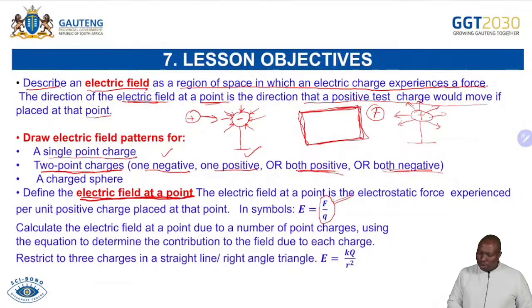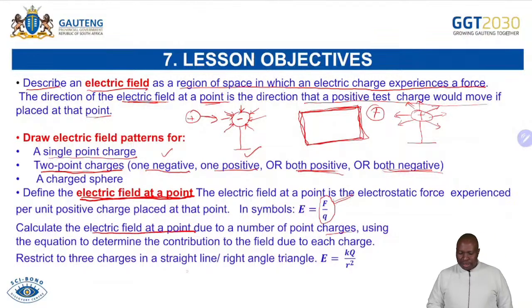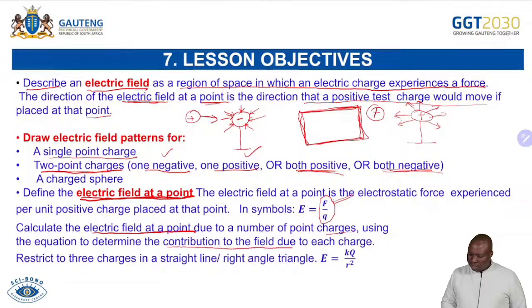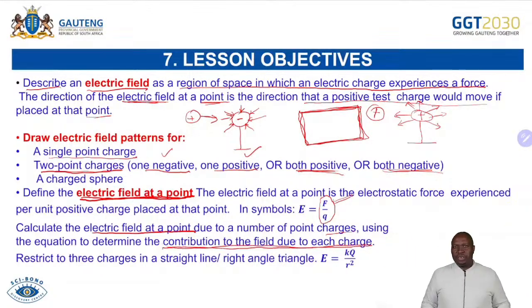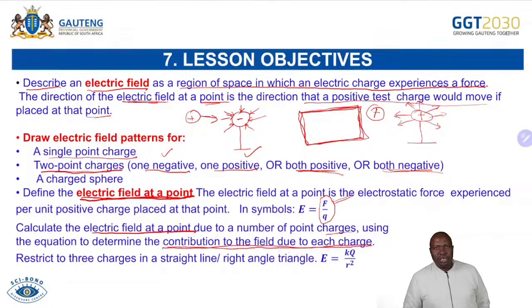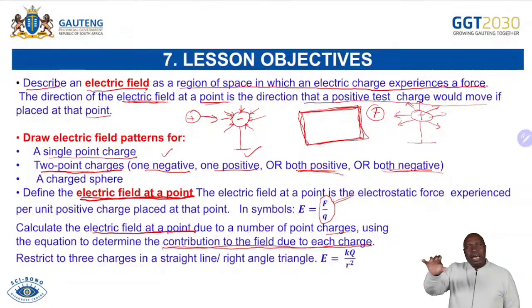Now, we are going to calculate the electric field at a point due to a number of charges, using the equation to determine the contribution to the field due to each charge. So we're always looking for the contribution to the field due to each charge. Unlike when we're doing electrostatic force, where we used both charges Q1 and Q2 and had to get the force of attraction or repulsion between them, now we are looking at the contribution of each charge. So we only have one charge in our equation because we deal with these charges individually.